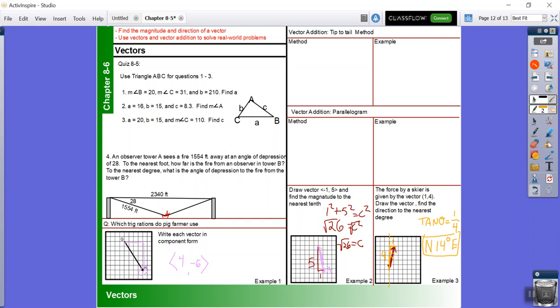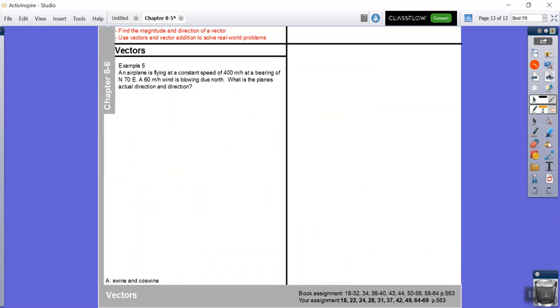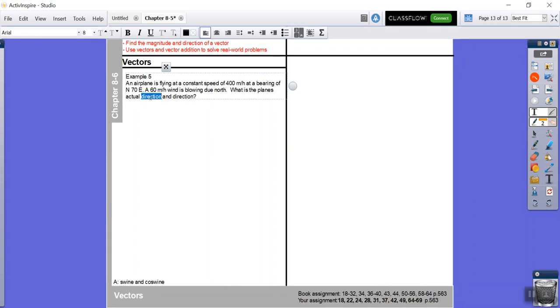Now for the most interesting problem. An airplane is flying at a constant speed of 400 miles per hour at a bearing of north 70 degrees east. A 60-mile-an-hour wind is blowing due north. What is the plane's actual speed and direction? Gotta love it when I find typos while I'm recording. All right, so here we go.